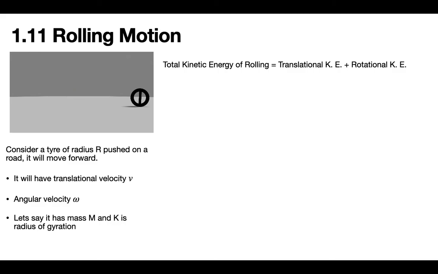So the total kinetic energy of a rolling object, the tire, is equal to translation kinetic energy plus rotational kinetic energy. So you can write the total kinetic energy E is equal to half mv square, which is the translation kinetic energy, plus half I omega square for rotation. I is the moment of inertia. And if k is the radius of gyration, we can rewrite I is equal to mk square and omega is equal to v by r.